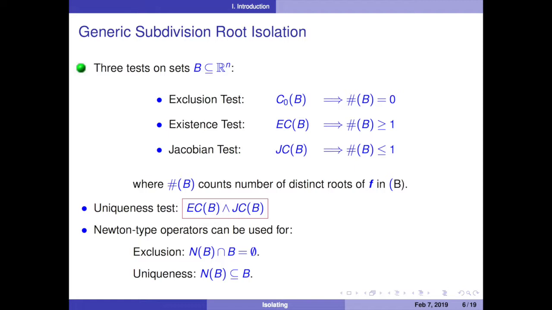An existence test, existence predicate, EC. If it succeeds, then I know that there is at least one root. Maybe there are 5 roots, I don't know, but at least one. Jacobian test, JC. If it succeeds, I know there's at most one root, okay? And if you combine these two, the Jacobian test and the existence test, if this is true and this is true, then you've isolated the root, right? So our goal is to isolate roots. So these two are together very useful.